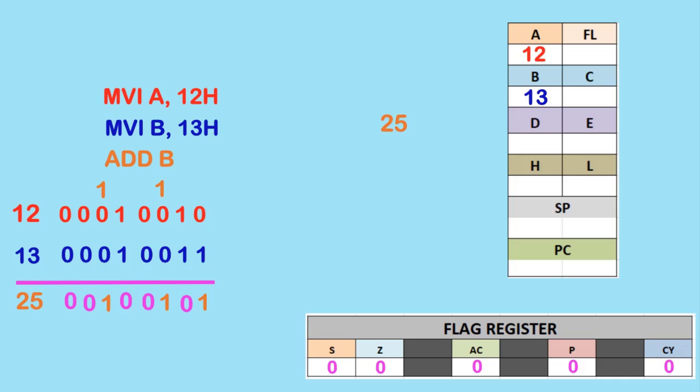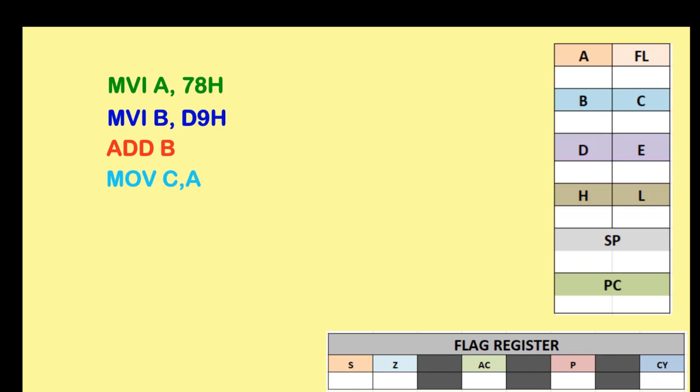By default register A is the destination of the addition, and in this operation none of the flags are affected. So sign flag is 0, zero flag is also 0, auxiliary carry is also 0, parity flag is also 0, and carry flag is also 0. In the next simulation we will see how the flags are affected. Because the data is all 0, the flag register finally will contain 00 as the output. Now let us see the second example.